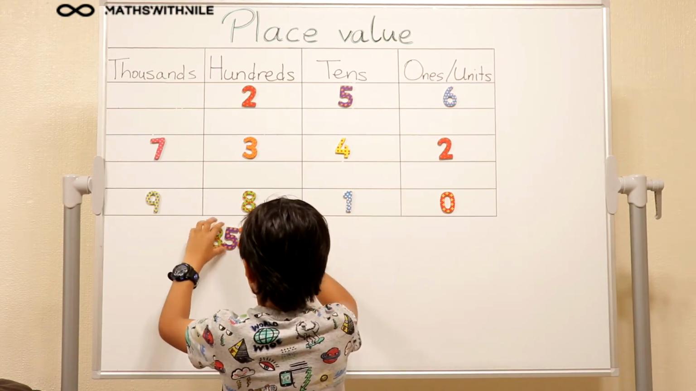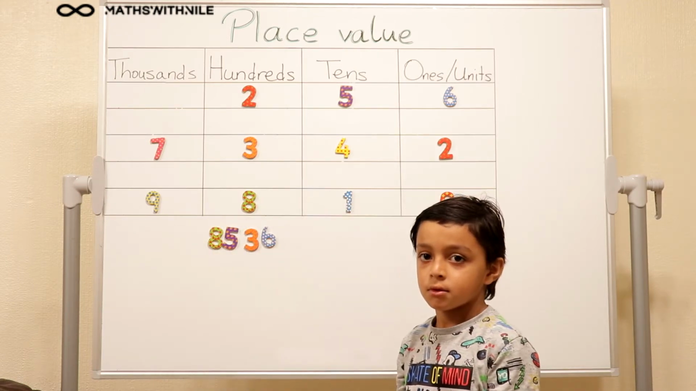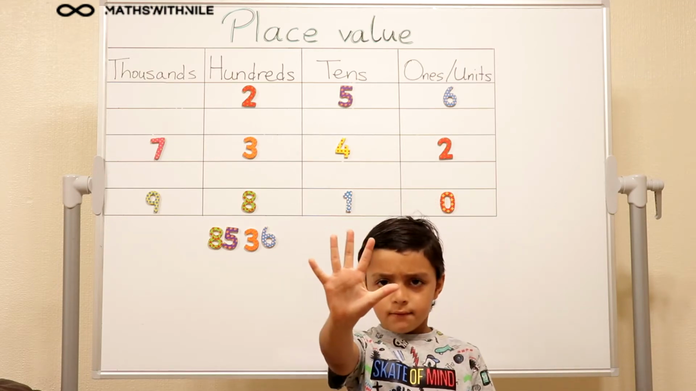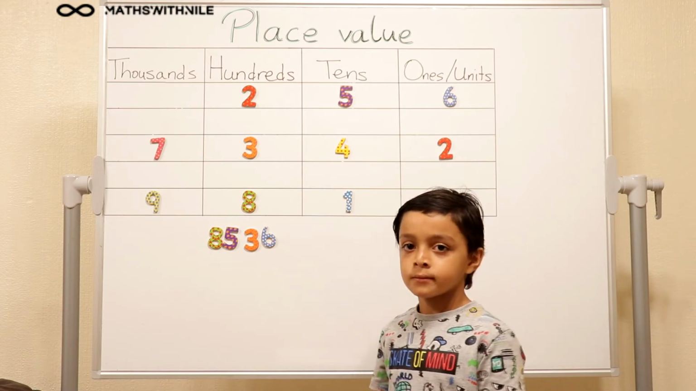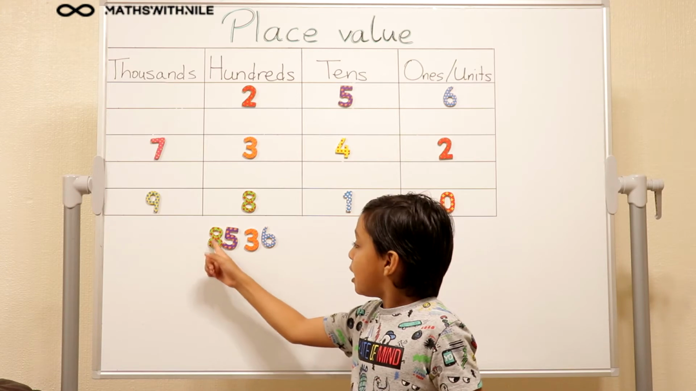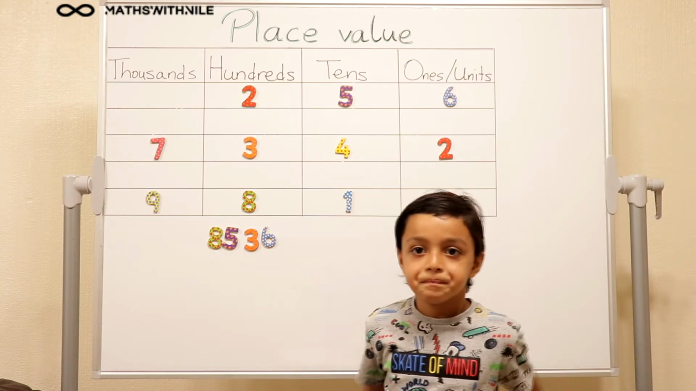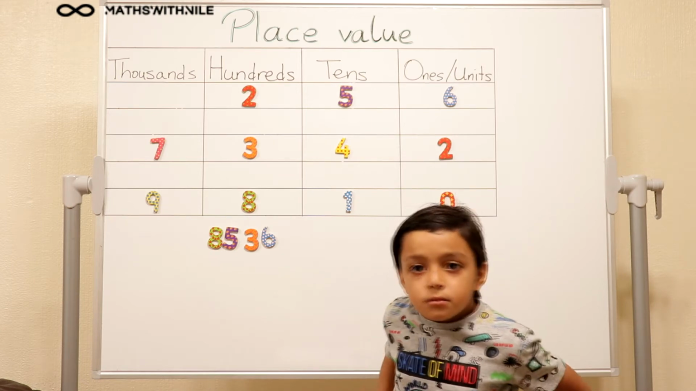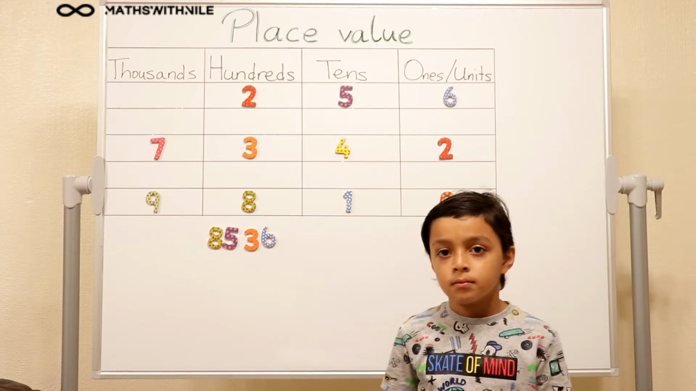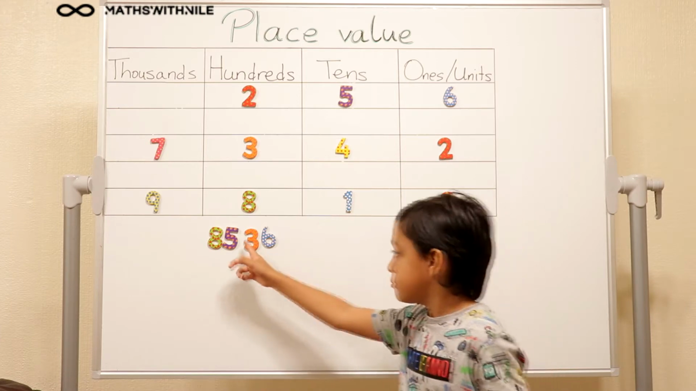Okay, stand to the side so we can have a look. Okay, so how many hundreds does that number have? 5 hundreds. If it had 2 hundreds more, what number would it be? 8,736. Okay, good. Because you would add 2 to the hundreds. Okay. If there were 3 thousands less, what number would it be?